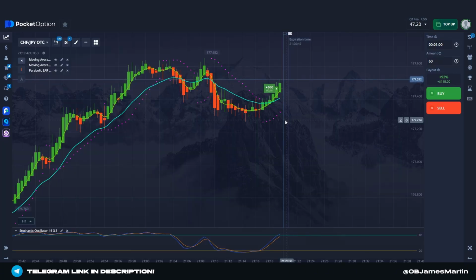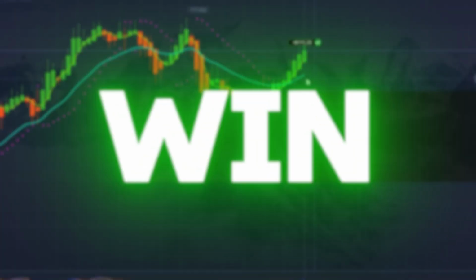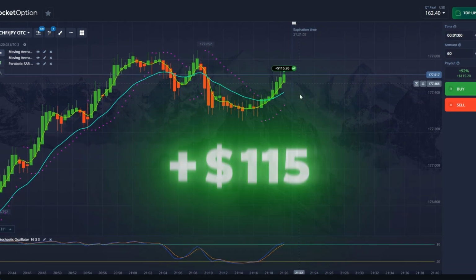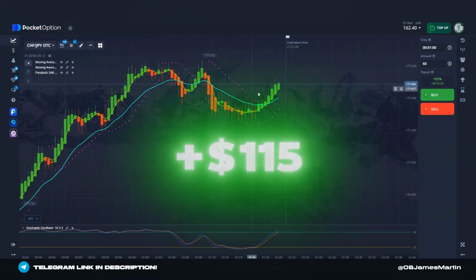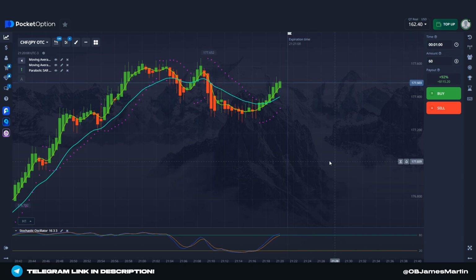1 minute expiration time, 30 seconds time frame. First, just take a look at the Parabolic SAR, see the consistency of the candlesticks, see the direction that it is moving up, and the stochastic oscillator. All right, look at that, guys. We won this one again, and we have 162 in total. That is pretty good. So if you follow every instruction I've laid down, you should be making a very good amount, guys. So just follow all the settings.